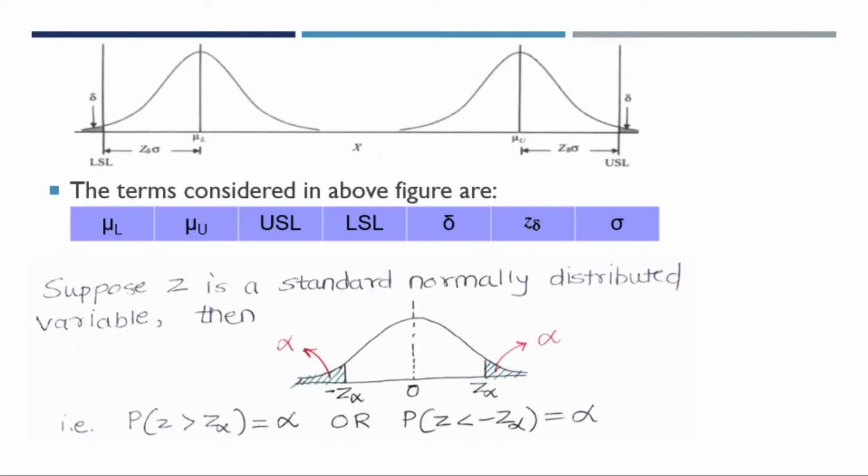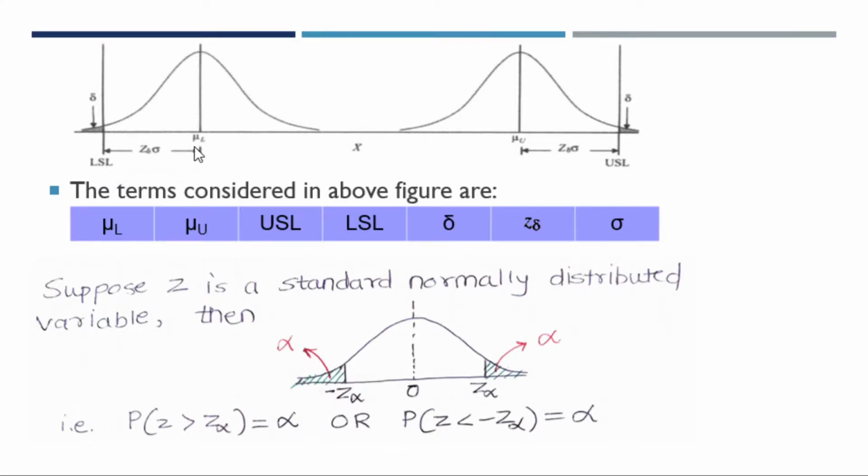Next slide, please. Now, as we can see in the figure above, that X denotes the distribution of individual item values, and we can see that it is normally distributed. USL and LSL specify the upper specification limits and lower specification limits respectively. Delta denotes the proportion of non-conforming items.